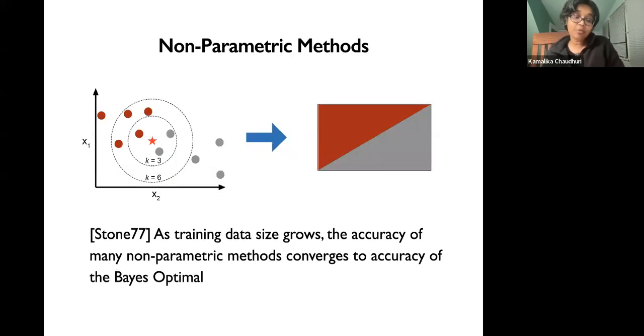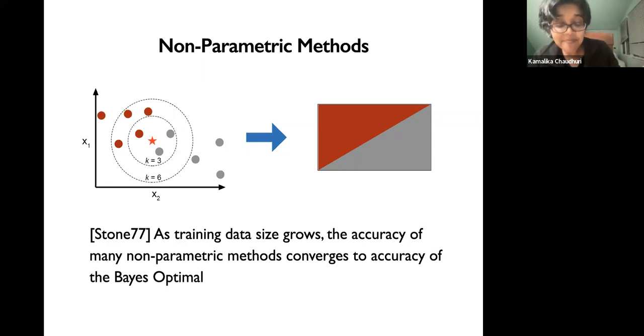Okay. So what is known about non-parametric methods? Well, there was a theorem proved by Stone in 1977. And believe it or not, this was before even I was born, let alone my students. It's really timeless work, right? What they showed was that as the size of the training data grows, the accuracy of many of these non-parametric methods, things like k nearest neighbors, if you're setting k properly, and decision trees and so on, converges to the accuracy of the Bayes optimal classifier. So if you get enough data, and usually enough is a lot of data, right?